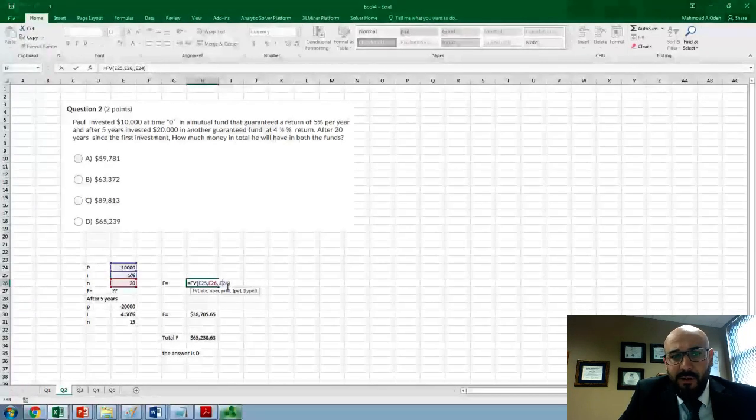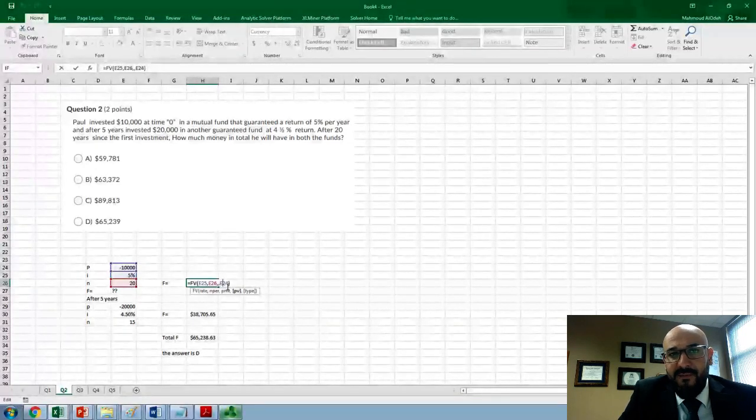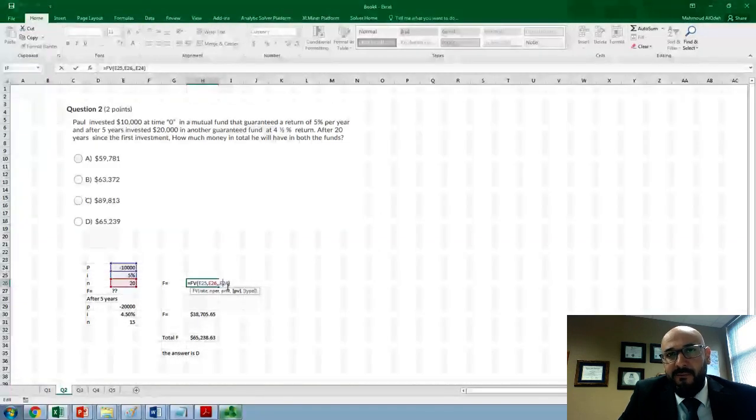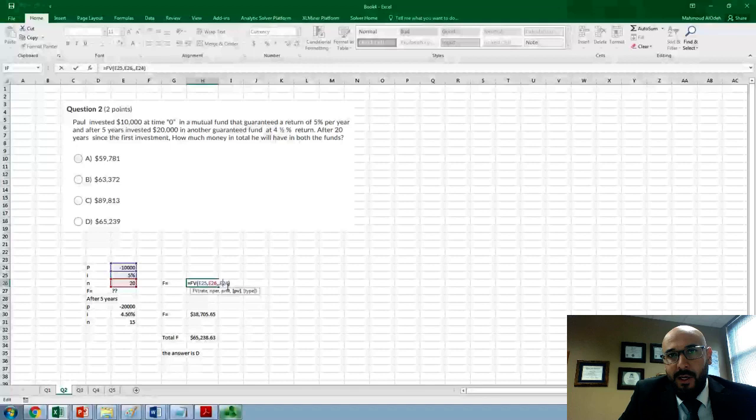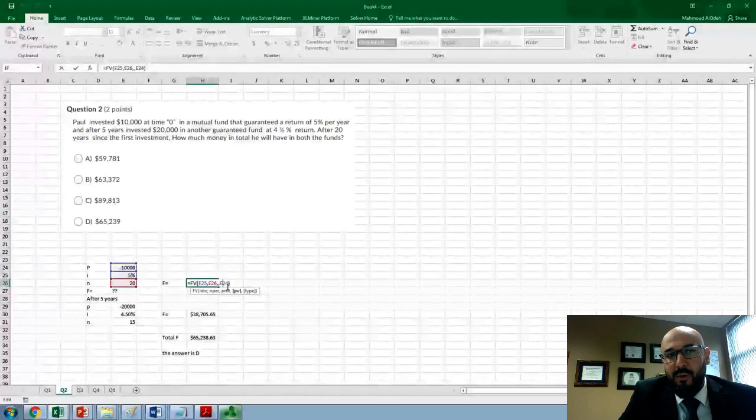And now somebody will ask, why is it a negative $10,000? Because this is money paid, invested, so it's not coming into your pocket. However, it's going out of your pocket, so it's an outflow of cash. So it is cash that's going out to be invested. If you received gains or a profit coming into your project, that would be positive.